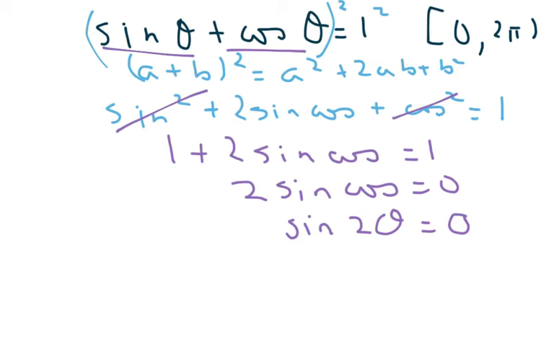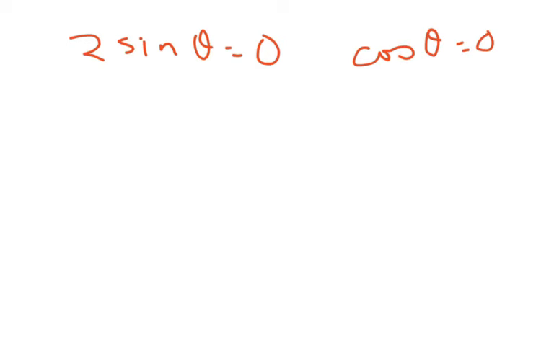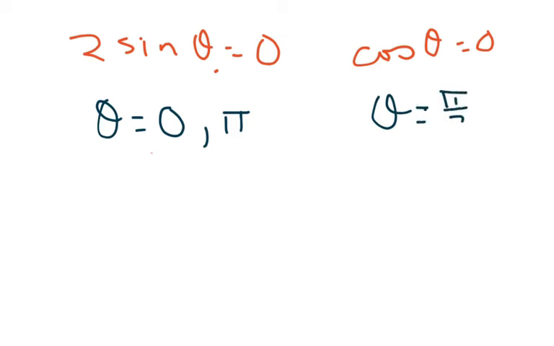You can do it this way, or we could just break this up. I think it's easier in this case to break these two up, and so we're going to do that on the next page. We have 2 sine of theta equals 0, and cosine theta equals 0. For this one, we have 0 and pi, and this one would be pi over 2 and 3 pi over 2.